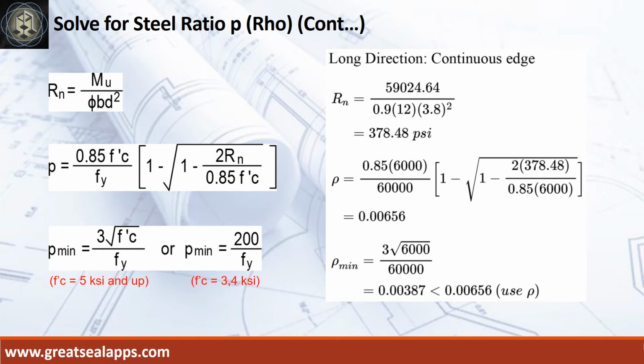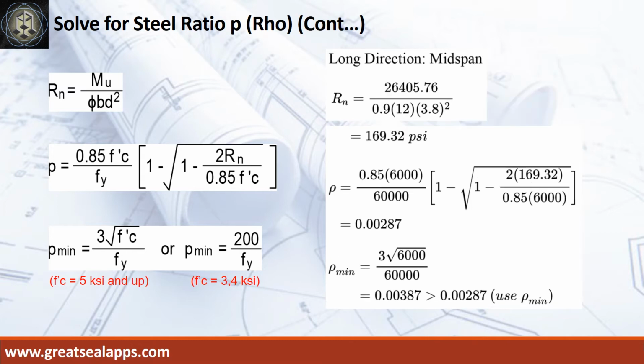Given long direction, continuous edge moment equals 59,024.64 inch-pounds, resistance factor equals 0.9, B equals 12 inches, and D equals 3.8 inches, the beam design ratio Rn equals 378.48 psi, and reinforcement ratio ρ equals 0.00656.